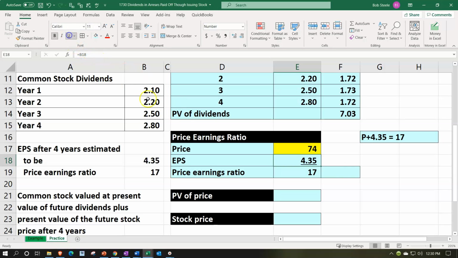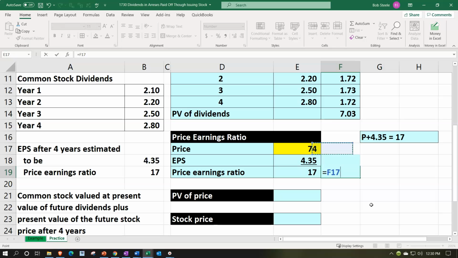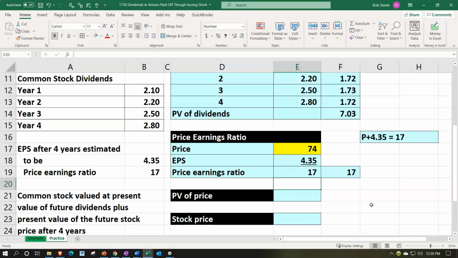So we're going to go font group and underline, and I would just double check it over here just to check it out. So if I took the 74 divided by this 4.35, do I get to the 17? We do. So the price then, we're saying after 4 years is 74. That's the price after 4 years. So we got to bring that price back to the current period, year 0, to get to our current period.